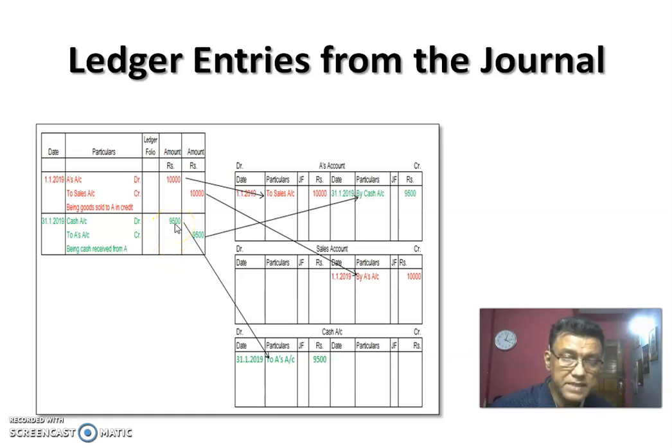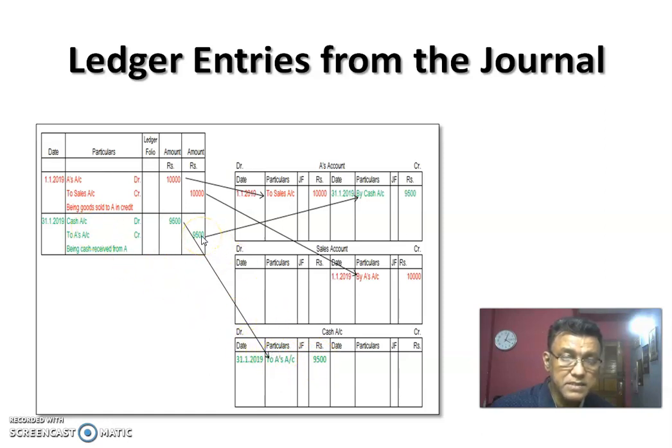In this case, cash account is debit, so therefore I have put 9,500 at the debit side of cash account, and then I have given the reference of the opposite account, that is, debit side of cash account to A's account.